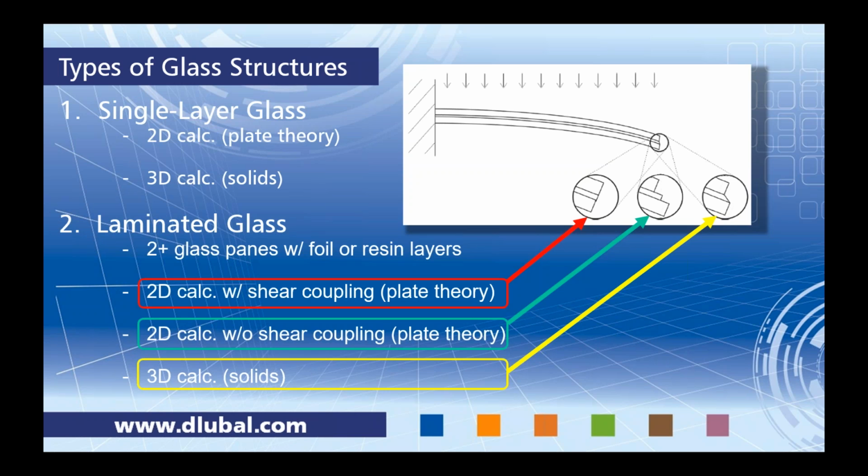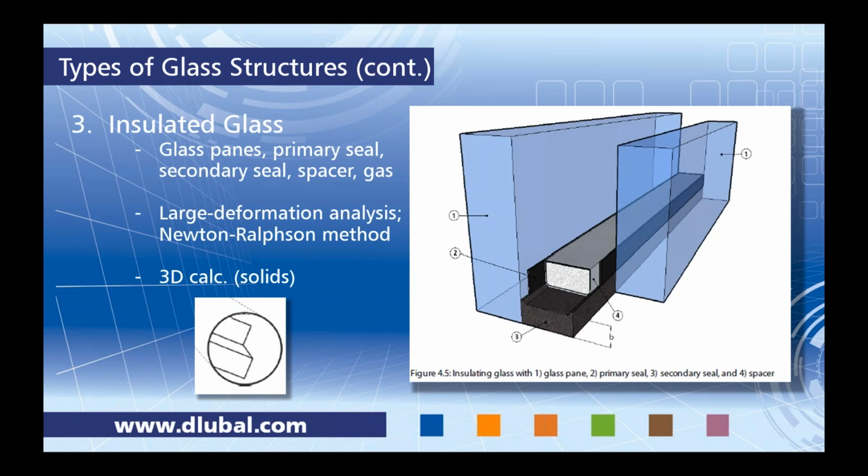Like I said, this is certainly the most accurate option. A downside to this, though, is that your solve time will be longer than typical plate theory. Now, the third option is insulated glass.